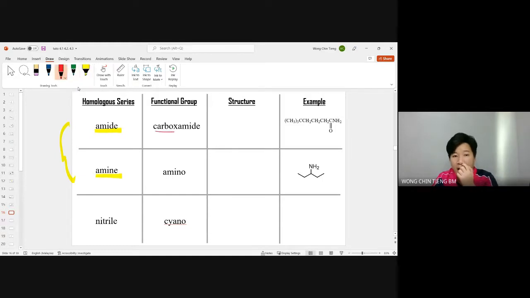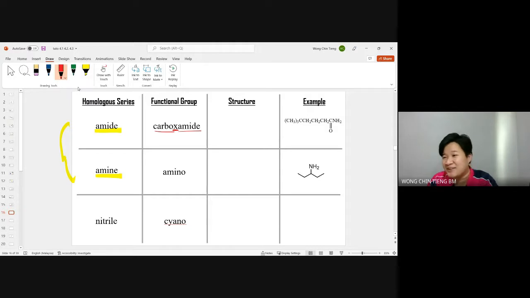Amide is your carboxamide. Sekali lagi, one word. Betul? Carbox, bukan carbo. Tadi adalah carbo. Perasan tak tadi adalah carboalkoxy? Betul? Alright, sekarang adalah carboxamide. Jangan tanya saya kenapa nama dia berbeza.